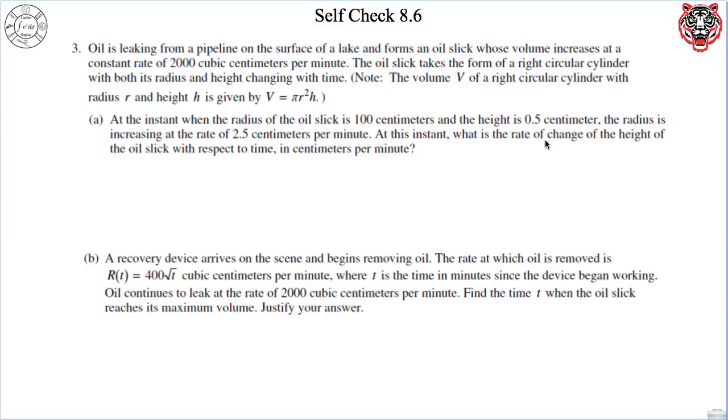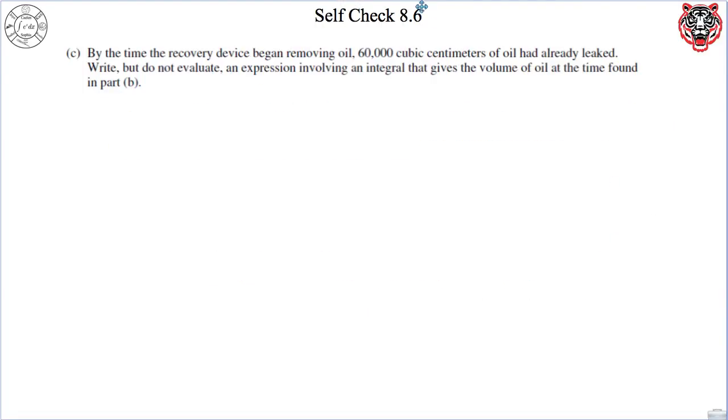And finally, on to self-check 8. This is 8.7 now. I should change this. 8.7, and this one should also be 8.7.